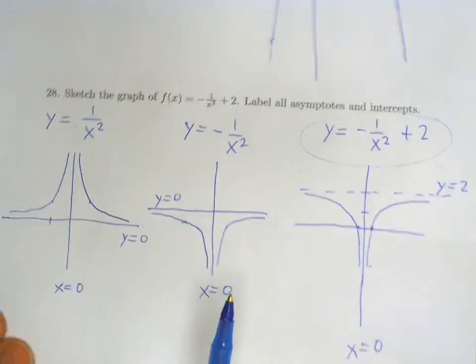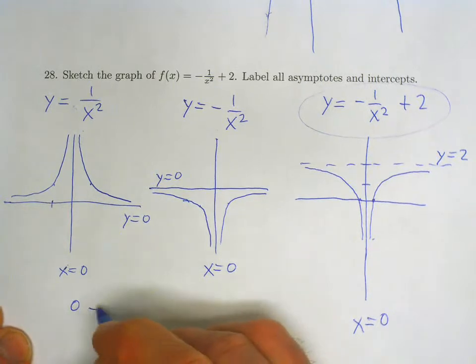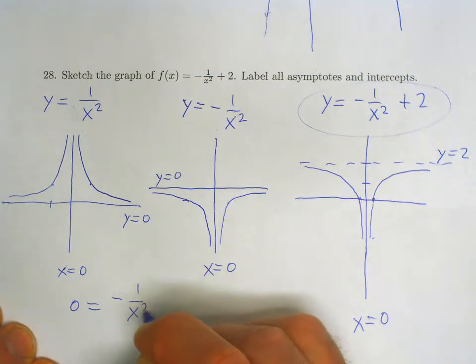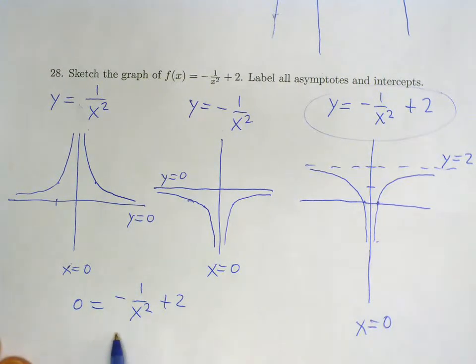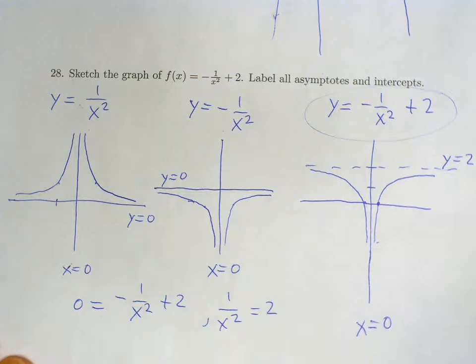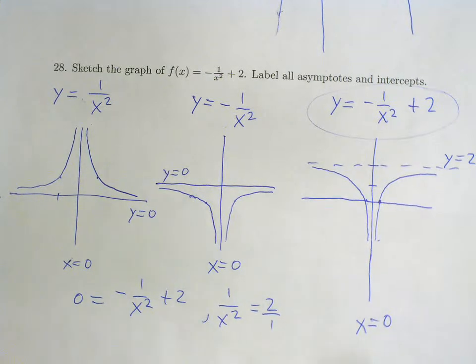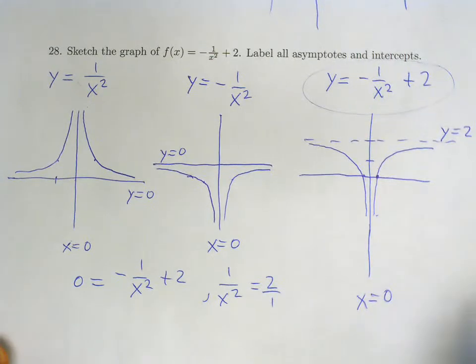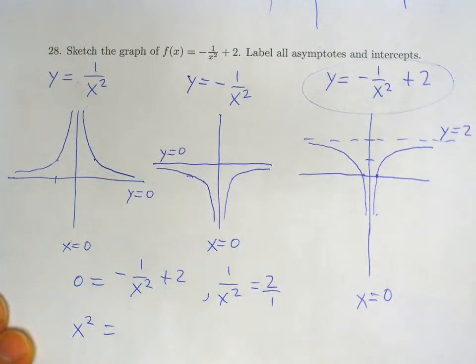So let's do that down here. We're going to find the x-intercepts. Replace y with 0. 0 equals negative 1 over x squared plus 2. And then I'm going to add 1 over x squared to both sides. So I get 1 over x squared equals positive 2. And then I'm going to take the reciprocal of both sides. That's legal. The reciprocal of 1 over x squared is x squared. And the reciprocal of 2 over 1 is 1/2.